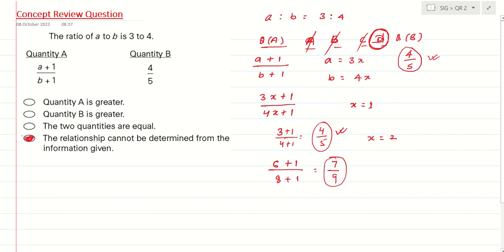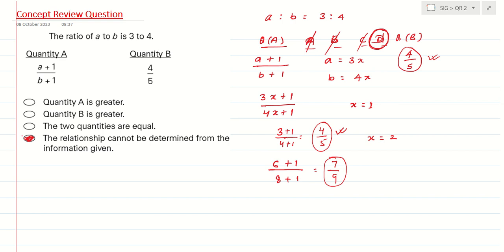What is the value of x? Could be anything, correct? It's not given that the value of x must be this much. The value of x could be anything. It could be any natural number. So you plug in the value x equals 1, I'll get 4 by 5, which is equal to quantity B value. So A and B got eliminated.